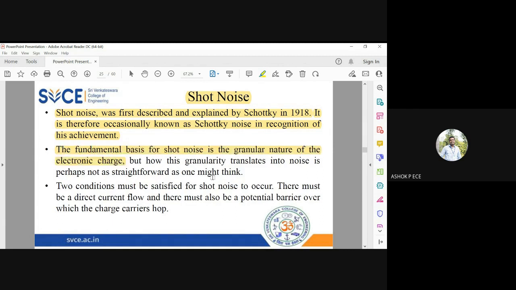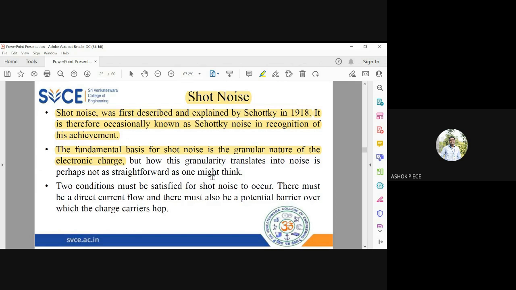Current flow is because of electrons, and for us, as we think, this current flow is going to be very smooth and continuous, right? But it is not actually so. The current flow is going to be granular in nature, meaning each electron, for it to move, will not move in a particular direction. It is going to move randomly. So this random nature of movement of electrons is going to be the reason for shot noise.